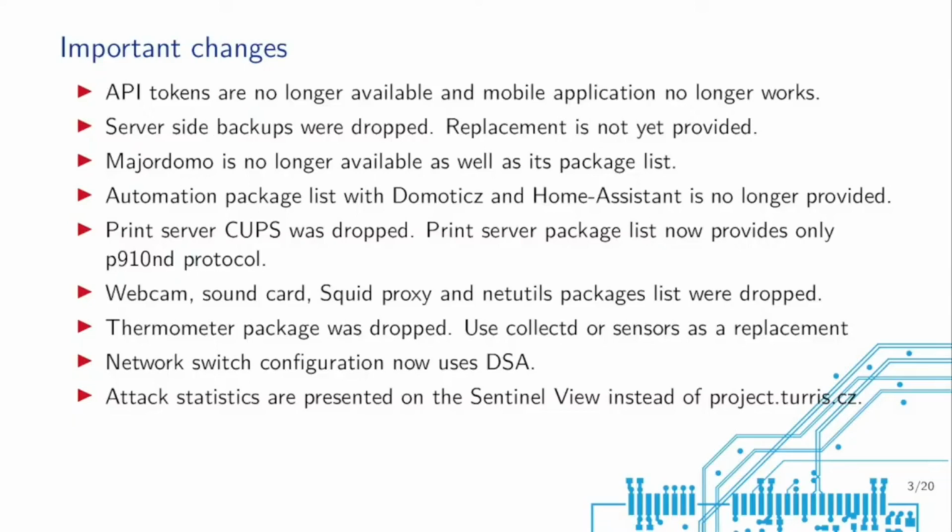Another one that probably some of you are not going to like is that CUPS is going to be missing. So for the print server, you only have the option to share the connected printer using the P9100 protocol, and CUPS right now is not available. It's basically because we had to maintain it. It wasn't easy, and OpenWRT, which we are based on, unfortunately does not support CUPS, so it was dropped. There are other package lists that are no longer present in the new version, and you have to install those packages manually.